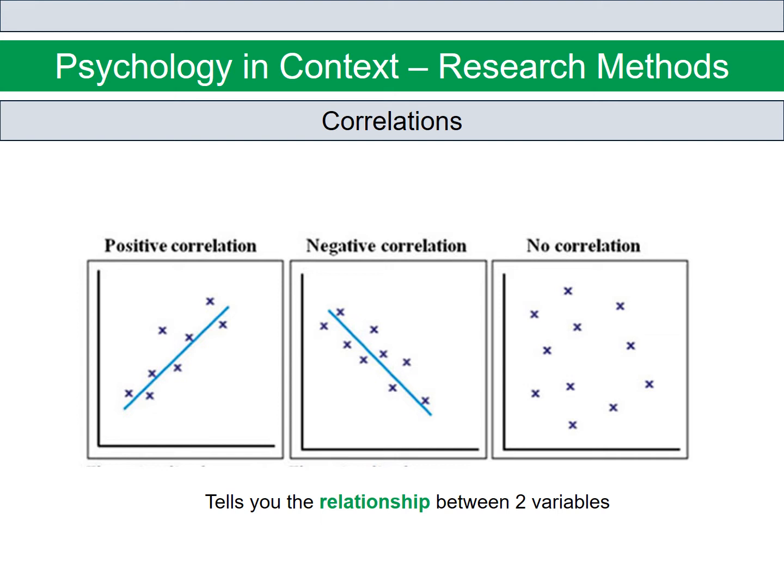So when you're looking at a research study, it could be that they've used a questionnaire as the method to collect information from people, but the analysis that they've used to carry it out is a correlation.